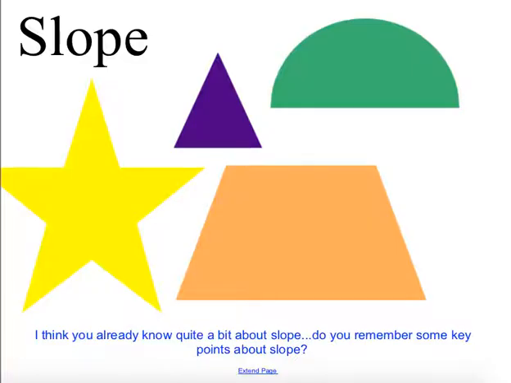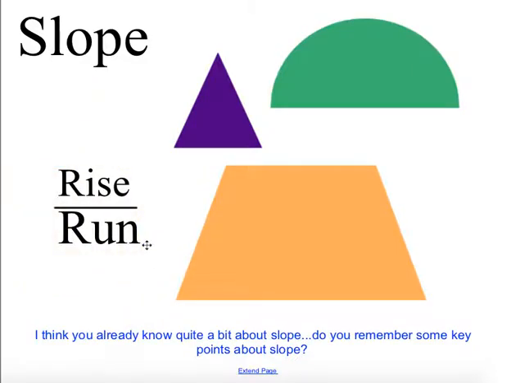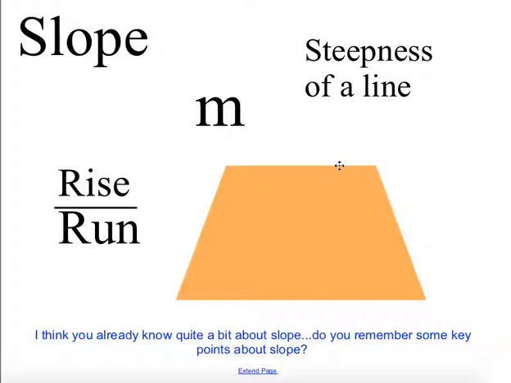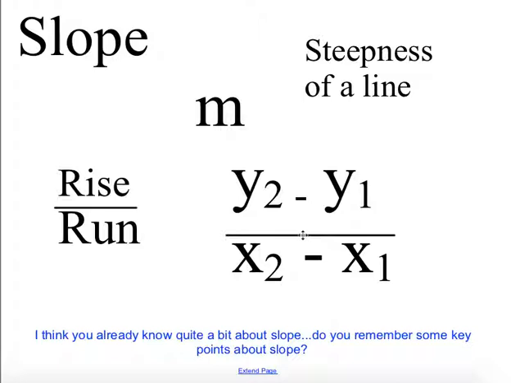And we know some things already about slope. Things like it's the rise over the run. That's the ratio that we have. It's represented by m. It is the steepness of a line, and we have our slope formula, which says y2 minus y1 over x2 minus x1. What this is saying is that we have two different points, one that we can name x1, y1, and the second point x2, y2, and we plug them into this formula.